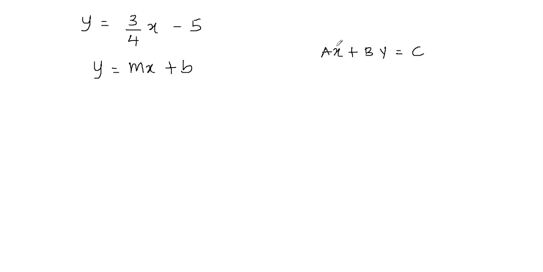And there are a few things to keep in mind. The first thing is a and b should be integers. They should be whole numbers. We cannot have fractions for a and b. And a should be a positive integer. B could be a positive or a negative whole number, but a should be a positive integer. And then a, b, and c should not have a common factor other than 1.